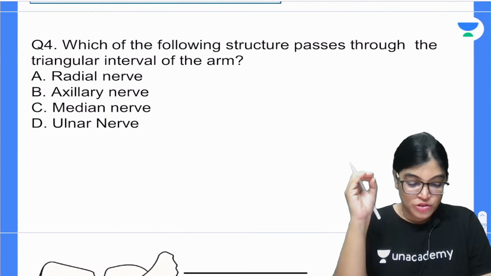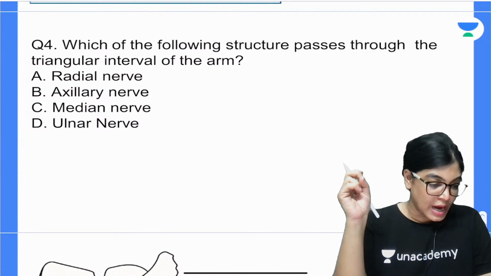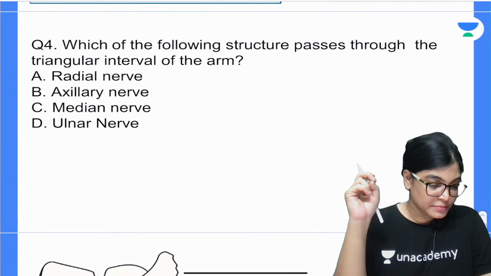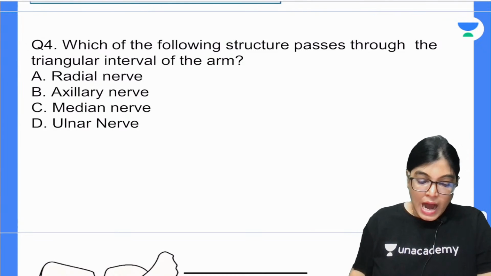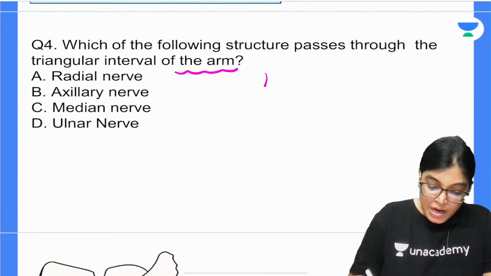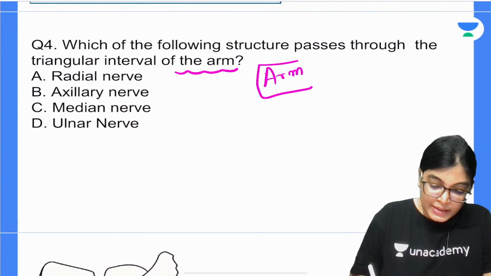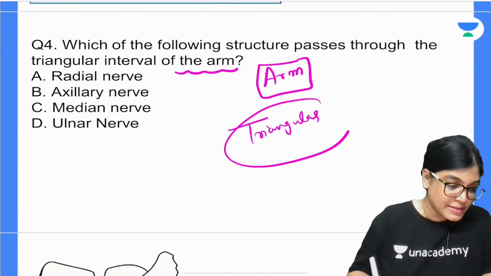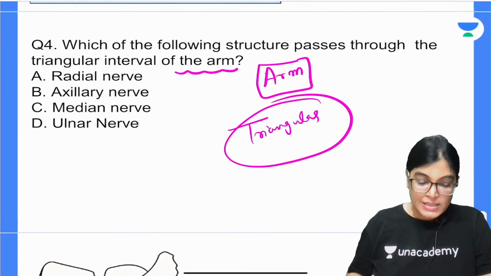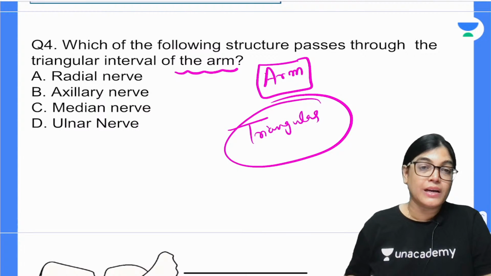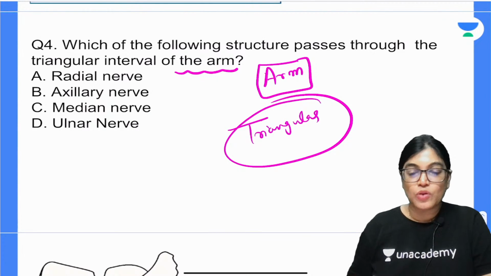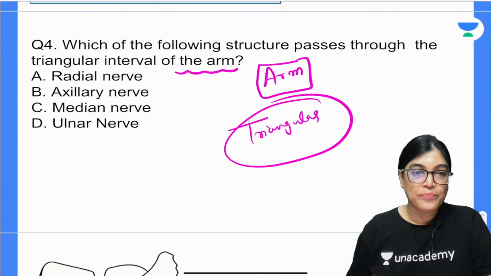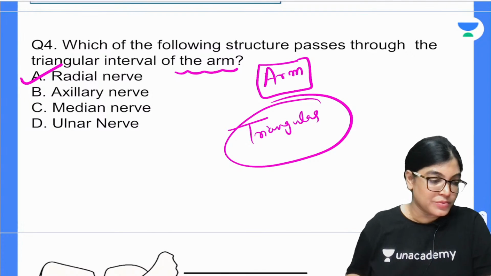Which of the following structures passes through the triangular interval of the arm? Please mark the word arm. The hint is the triangular interval of the arm. It's the word arm, not the shoulder joint or axilla. So the correct answer will be the radial nerve, through the triangular interval.